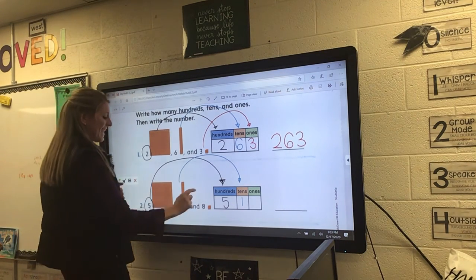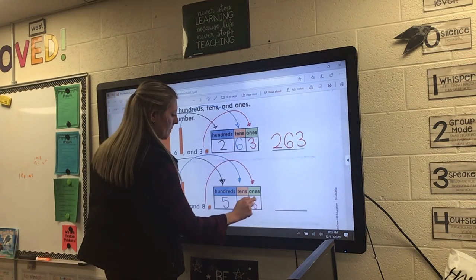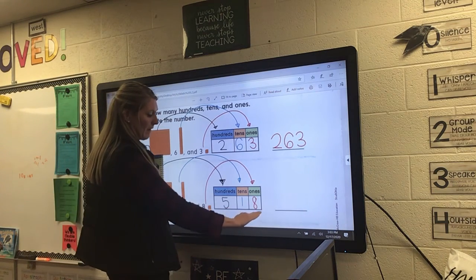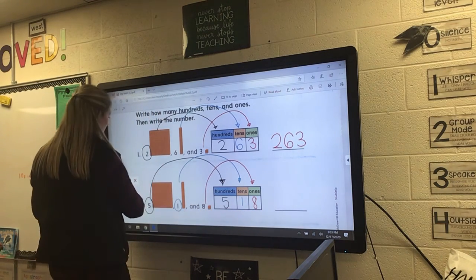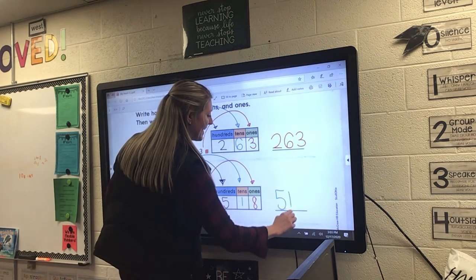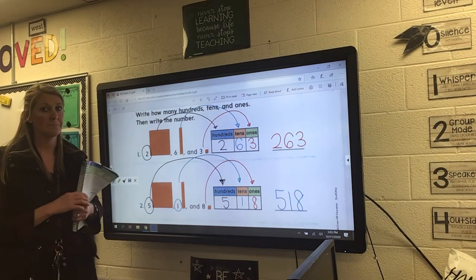And the last one is 8. So if I have 8 ones, that would go over here. So if I look at my place value house, I have 518. So my number would be 518. And notice that Mrs. Murphy did not say and.